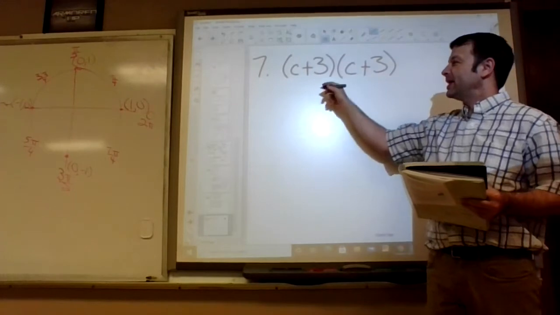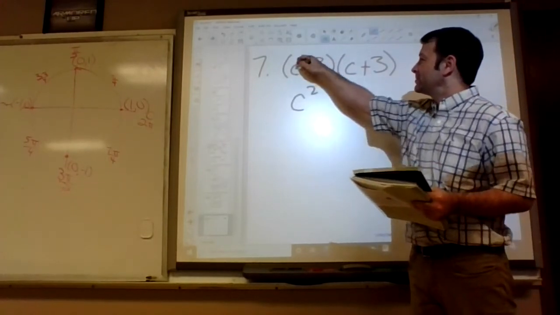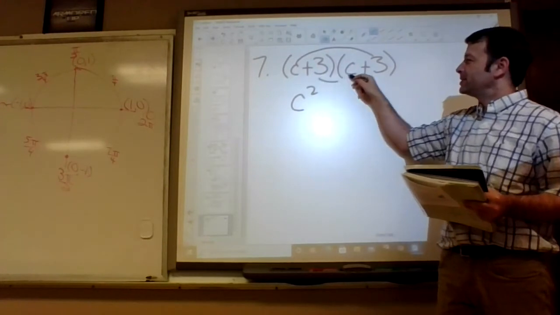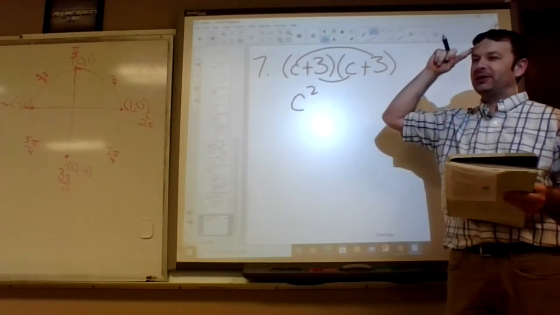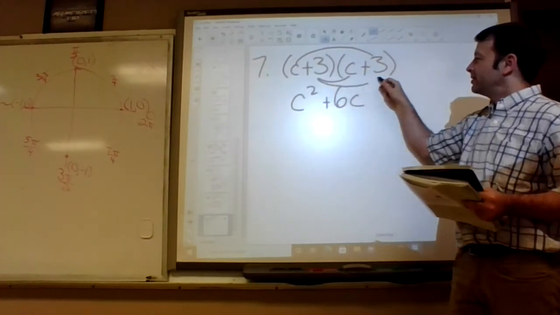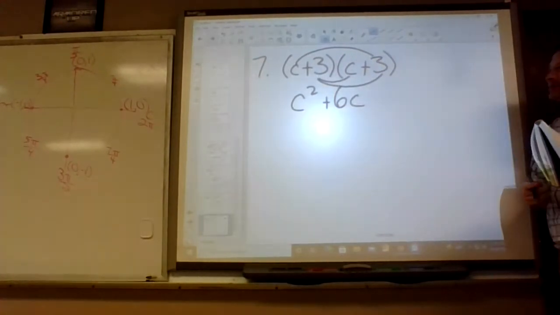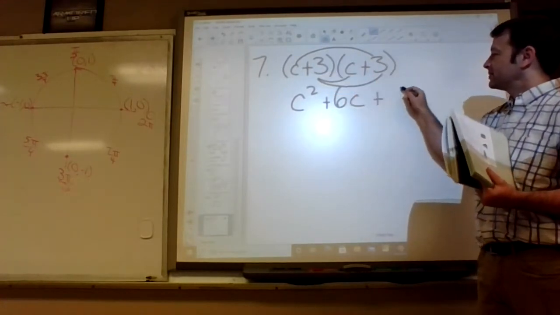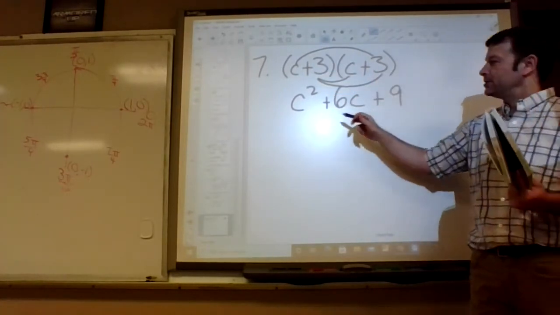c squared. Okay, c squared. What's the outside? 3c, plus 3c. Let's do that part in our head this time. 6c. And then what's the last? Are we done?